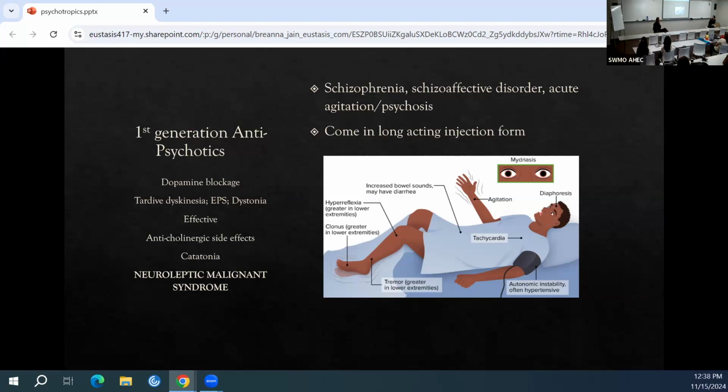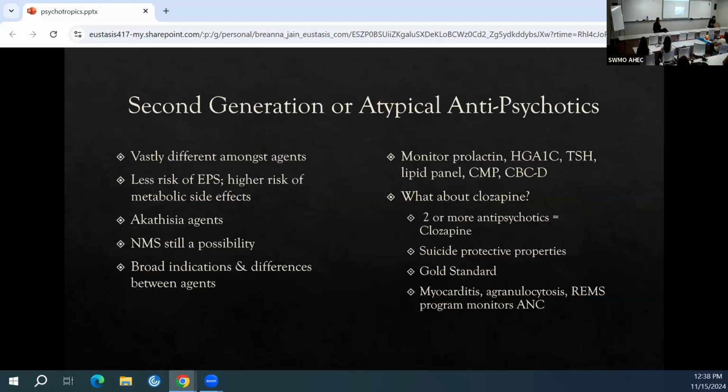We'll move to SGAs, so that's atypicals or antipsychotics, some of which are new. These medications are really different. One SGA is not nearly the same as another. Some act more as antidepressants, some have more anxiolytic properties, some have more antipsychotic properties. So when you delve into this class, you need to know what you're doing and what you're prescribing.